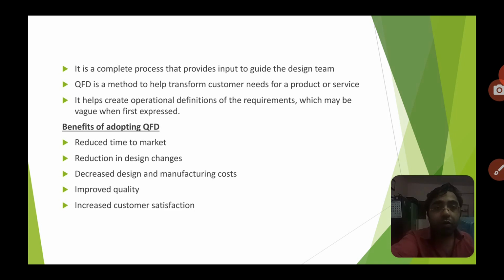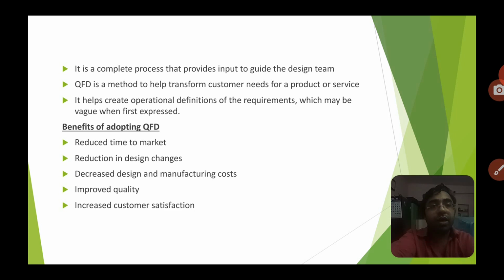So we can also improve the quality. Okay, and also we can increase customer satisfaction. Suppose we are making a product which has high quality and low cost, and it is a new design, then the customer is happy, isn't it? So we can increase customer satisfaction by changing all these things. Okay, so these are the benefits of adopting QFD.